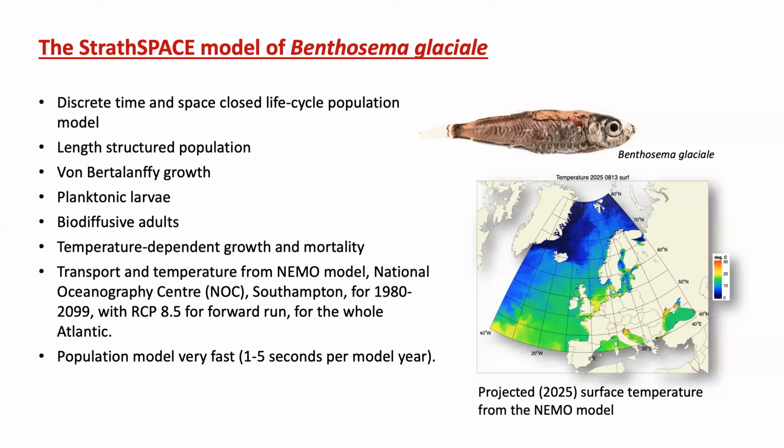Temperature dependent growth and mortality, and the transport in this case is taken from the NEMO model from the National Oceanography Centre at Southampton for the run from 1980 to 2099, so just over 100 years, with the RCP 8.5 scenario for the forward run for the whole North Atlantic. And the implementation is very fast, and it runs at about 1 to 5 seconds per model year.